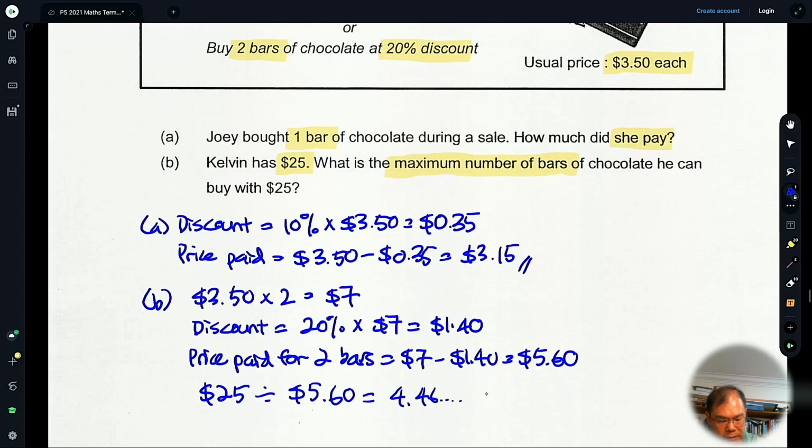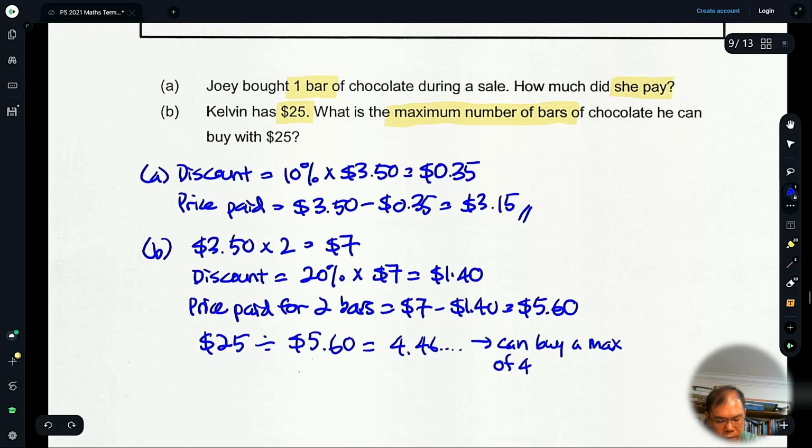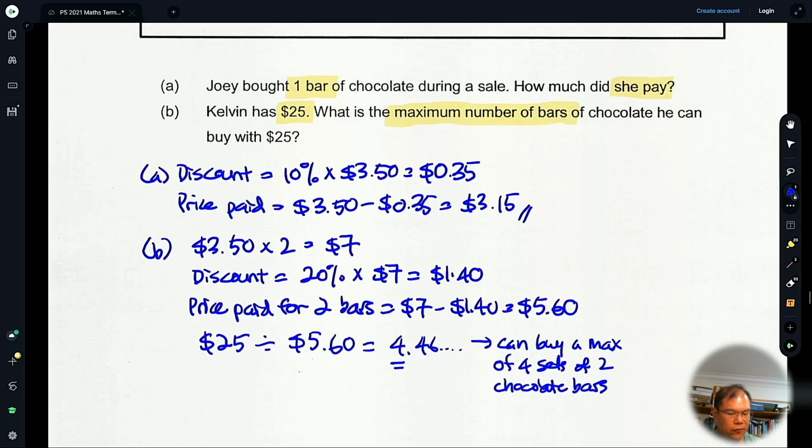So this means that he can buy a maximum of 4 sets. Okay, 4 point something, right? So 4 sets of 2 chocolate bars. Okay, because it's 4 point something sets, he cannot buy a 5th set, so he can buy only a maximum of 4 sets with $25.